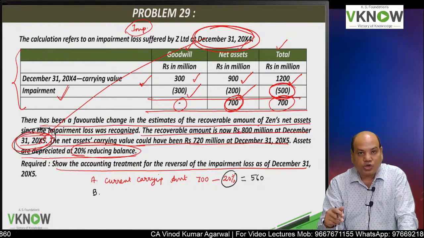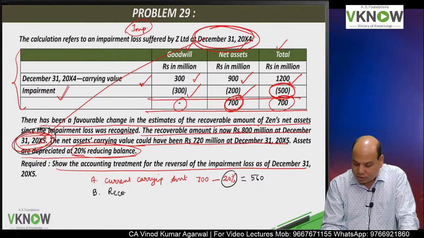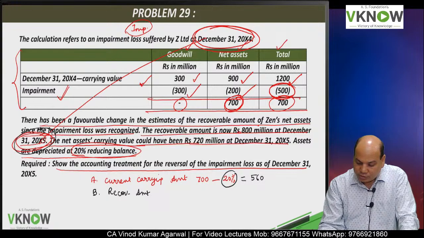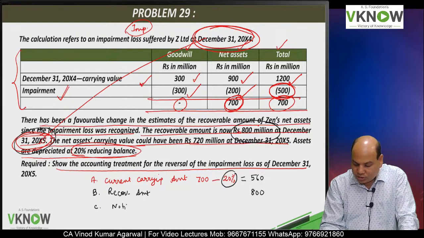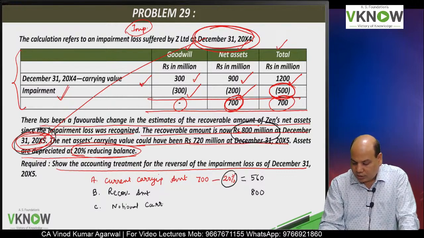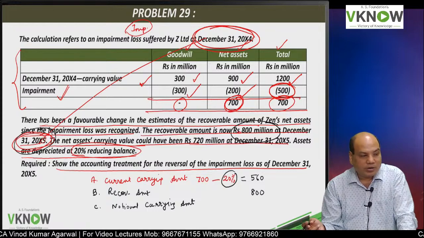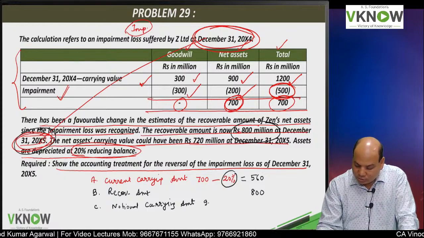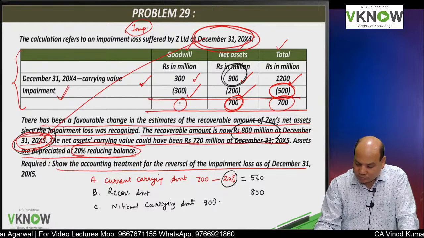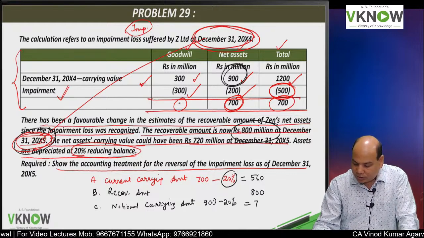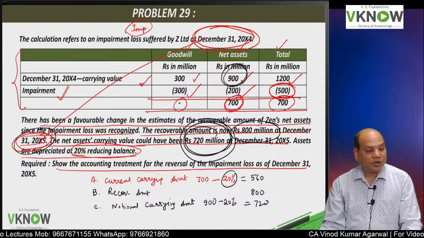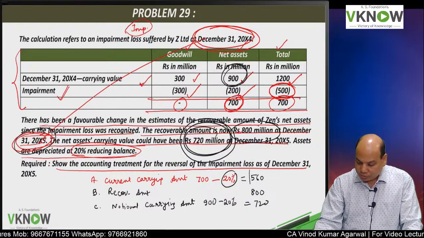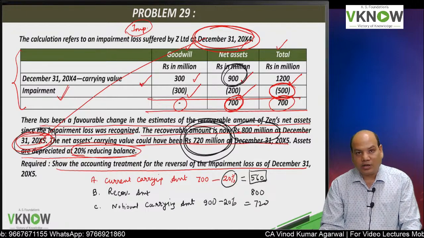Now we have got indication of impairment, so I will calculate the recoverable amount. As per the question, the recoverable amount is 800 million. I will compute the notional carrying amount, that is, if we would not have provided impairment, the carrying amount today would have been 900 minus 20%, that is 720, which is given in the problem also. If the problem would not have given 720, this is how you will compute. 560 is my current carrying amount.